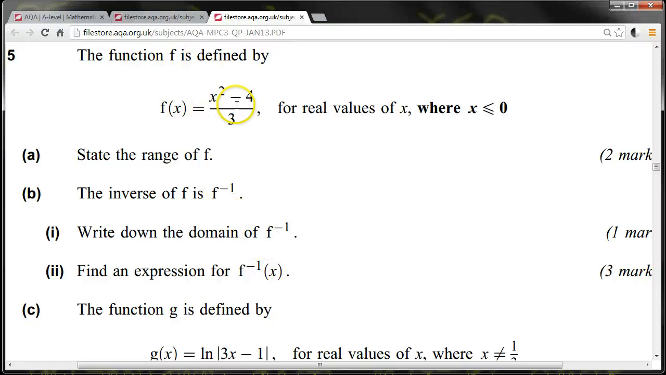The function f is defined by this, for all real values of x where x is less than or equal to 0. State the range of f. The inverse of f is f minus 1. Write down the domain of f minus 1. Find an expression for f minus 1 of x.